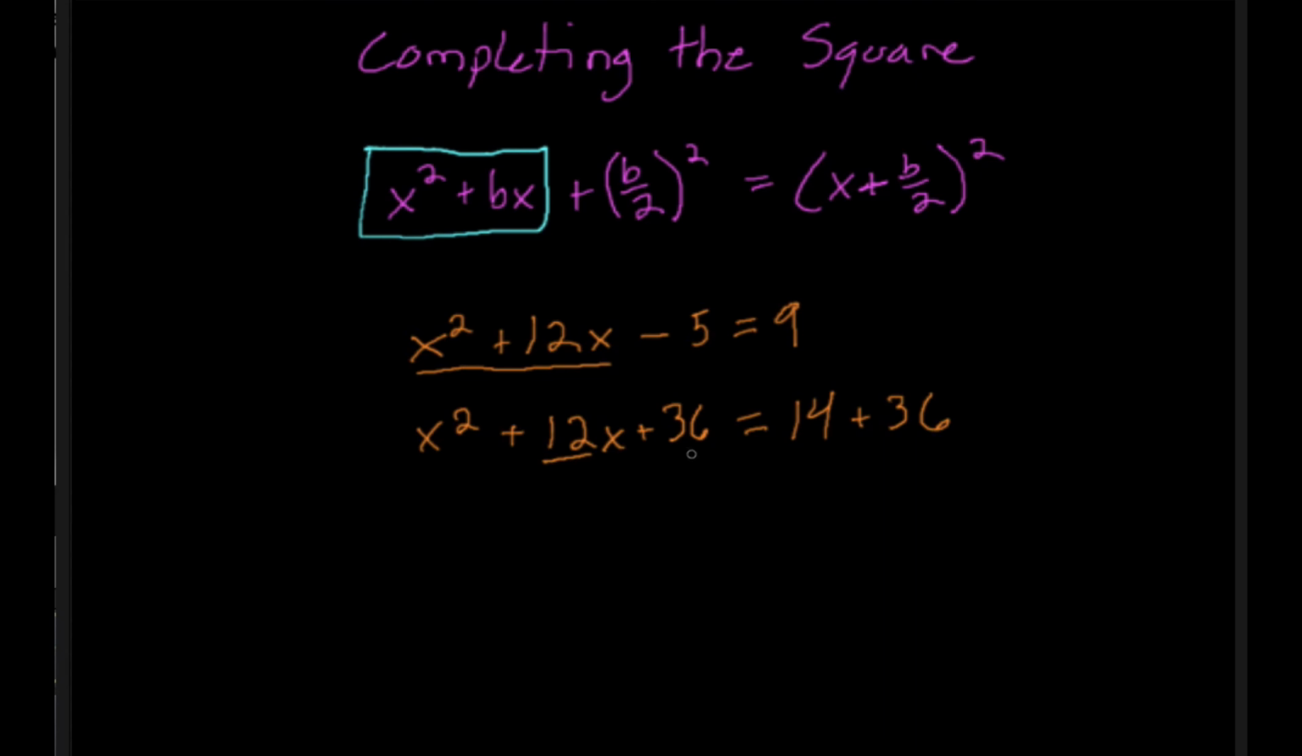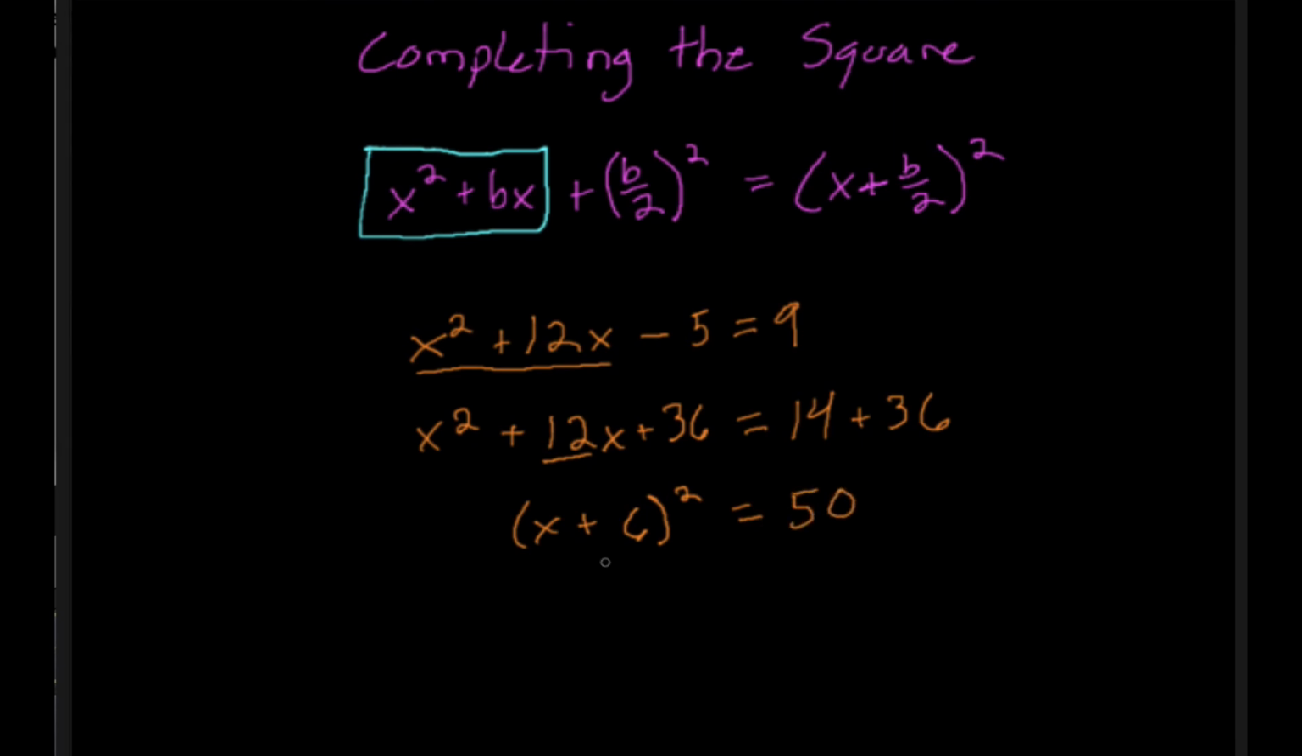Now, why would I be doing that? It's very simple, because now I can factor this trinomial into the form of x plus b over 2 squared, or in this case, x plus 6 squared. Over on the right-hand side, that's going to give me 50.